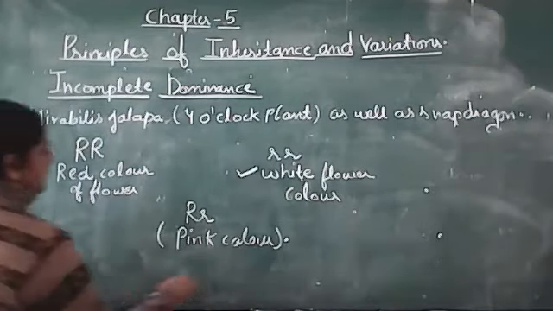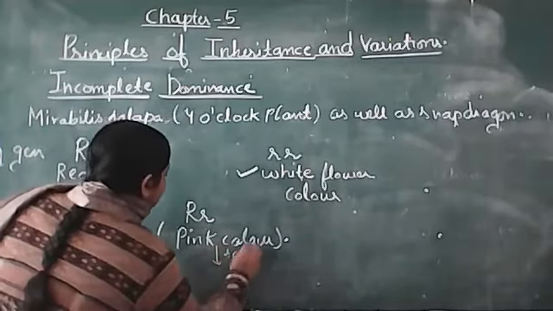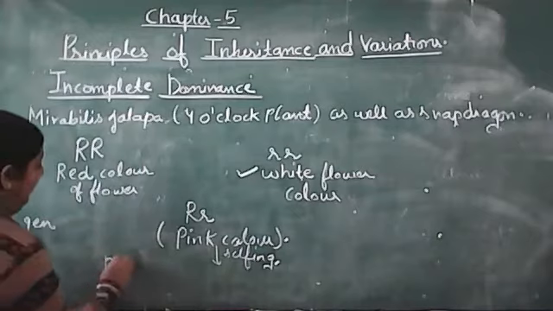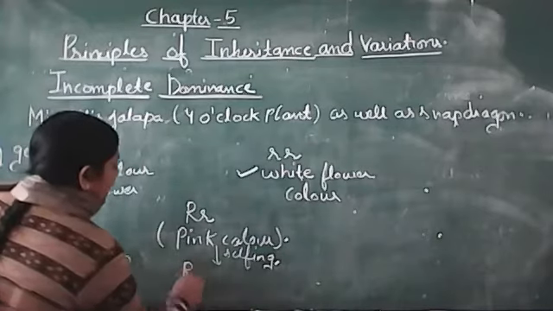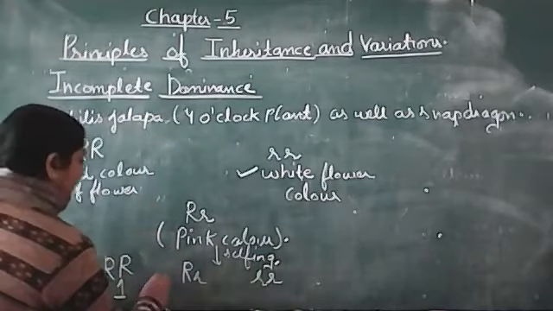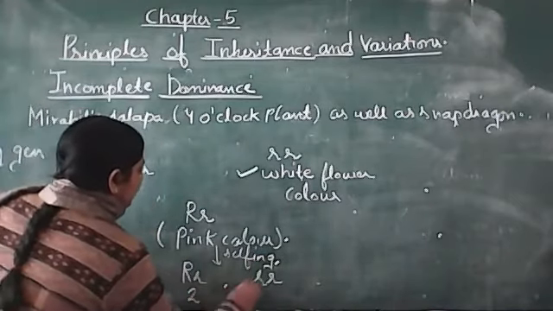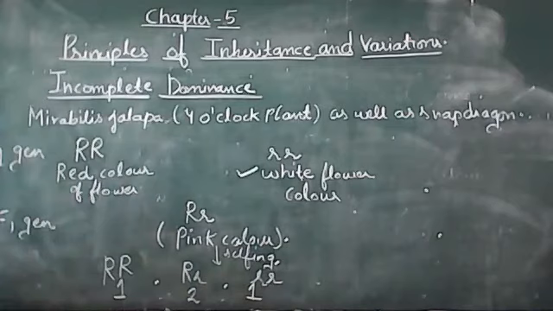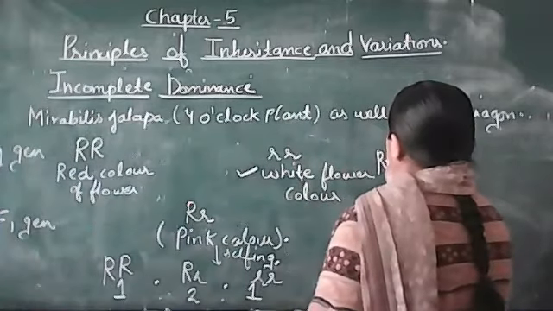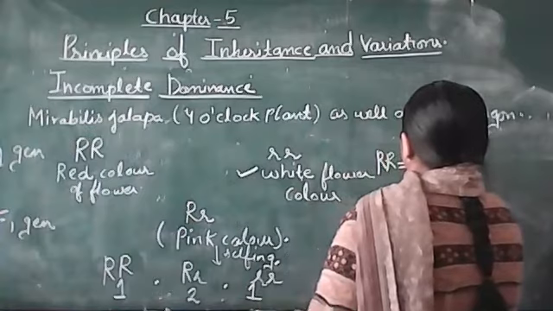And when we do the selfing, then what you obtain is capital R, capital R, capital R, small r, and small r, small r. So a 1:2:1 ratio, which is the typical genotypic ratio for a monohybrid cross, is obtained. But for capital R, capital R, the phenotype is red flower color.